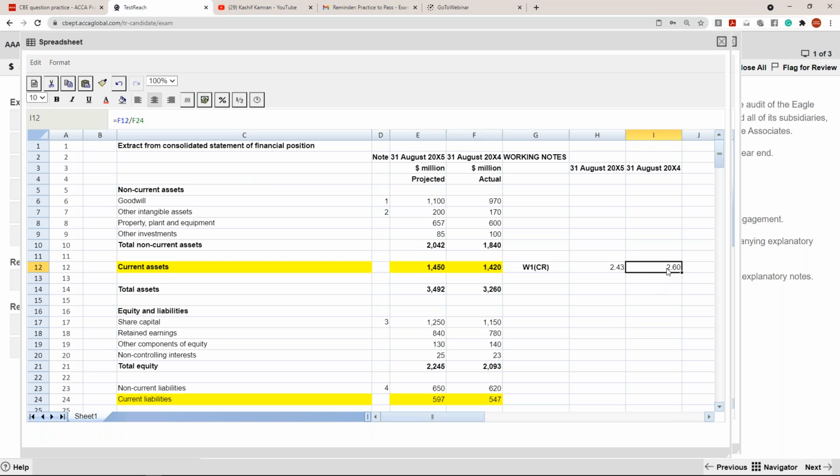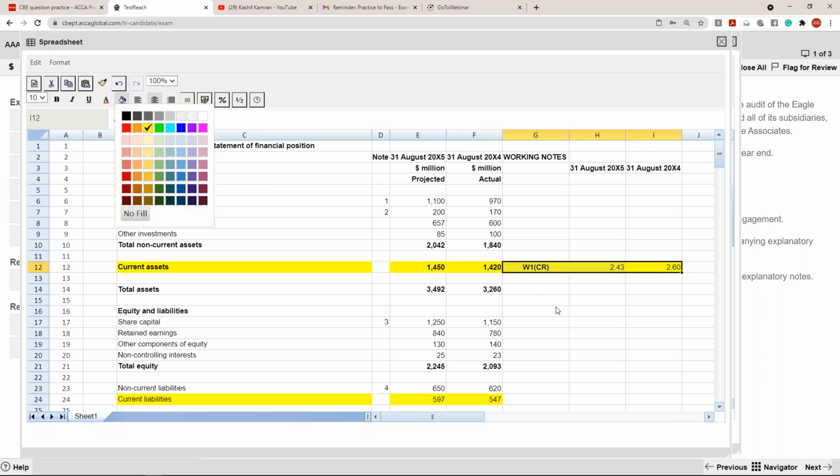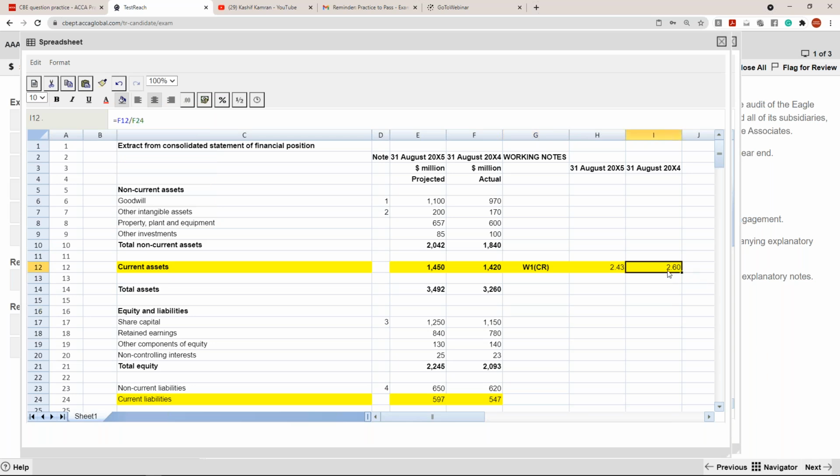So has the current ratio gone down over the last year in the working number one? Is that the result of the analytical procedure I found out, everyone? I hope you know how to use the formulas in the Excel. So have you found the formulas, everyone? So have I found my first ratio, 2.43 and 2.60?